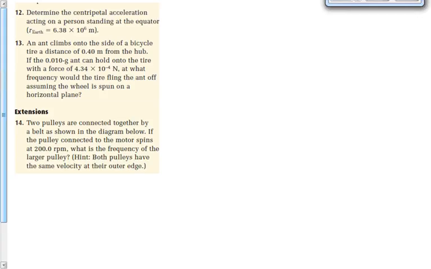Interesting question. You're standing at the equator. The Earth is spinning, right? You experience a centripetal acceleration. Let's say a is equal to v squared over r. We don't know what v is, though, so let's find it. It's 2 pi r over T. Wait a second. What's T? We have to attack this some other way.